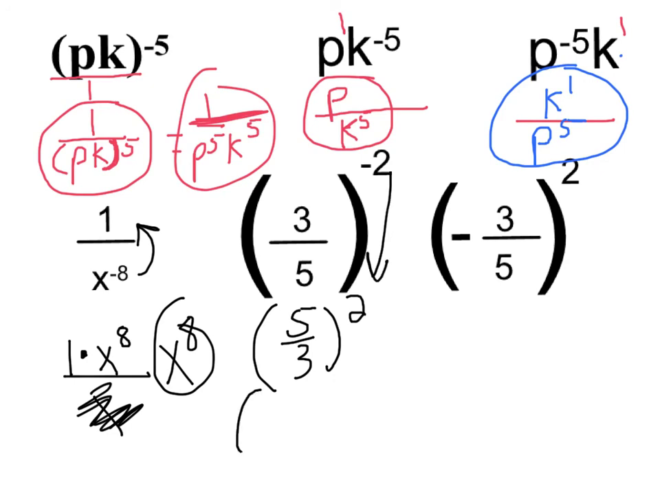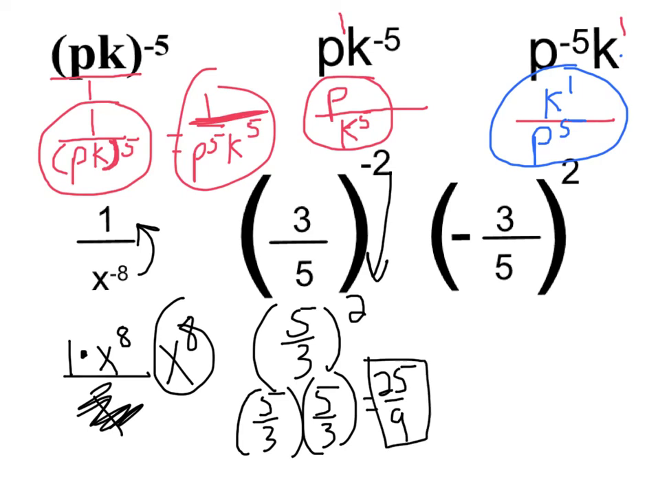We can evaluate this by writing 5 over 3 multiplied by 5 over 3. That equals 25 over 9. That's my answer. Now, some of you, here's another way to look at it.